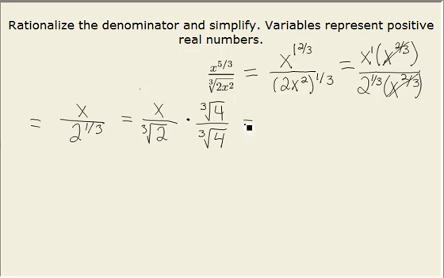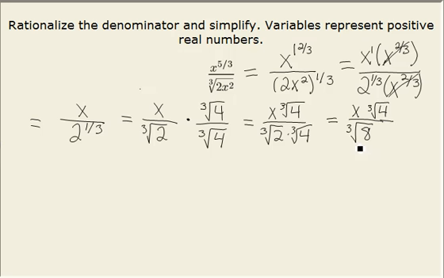So I can now rewrite this as x times the cubed root of 4 over the cubed root of 2 times the cubed root of 4. From what I know about multiplying radicals, I can multiply the 2 and the 4 to have my denominator be the cubed root of 8. And now I'm writing the numerator over.